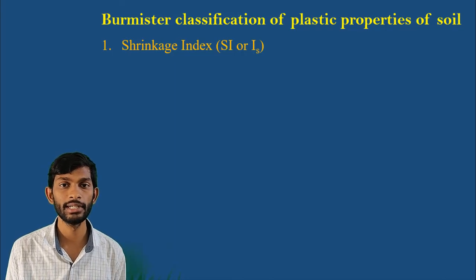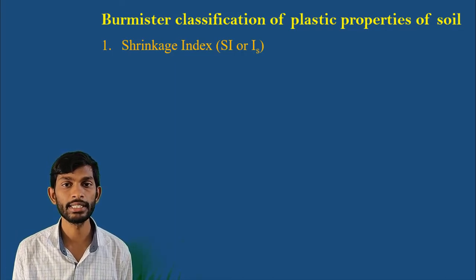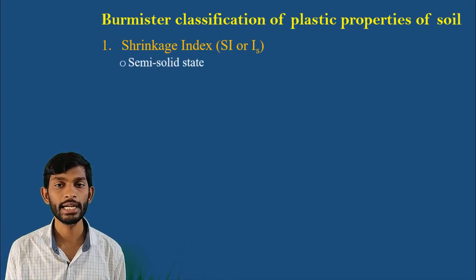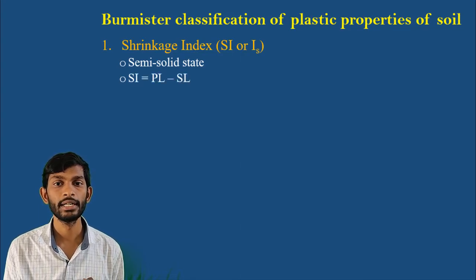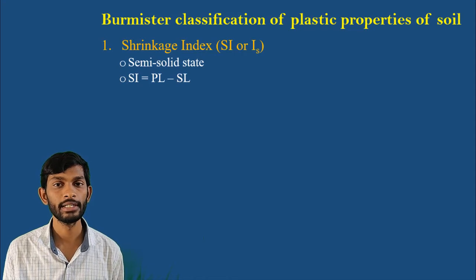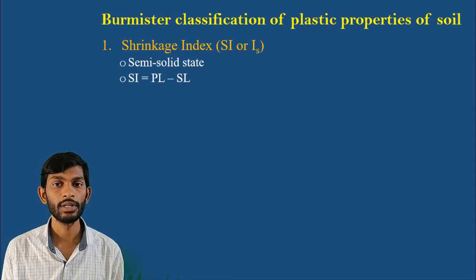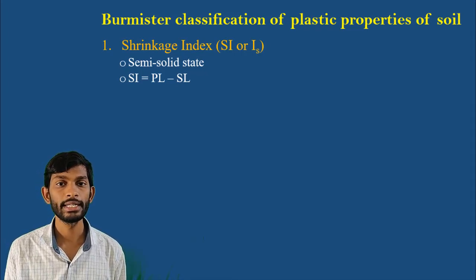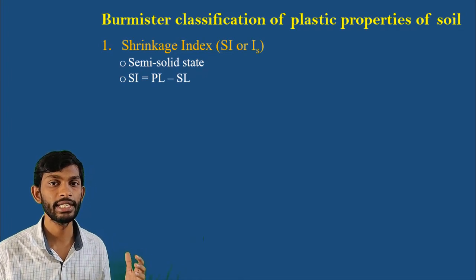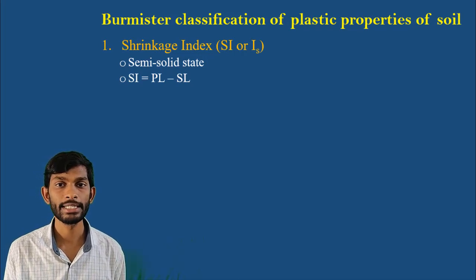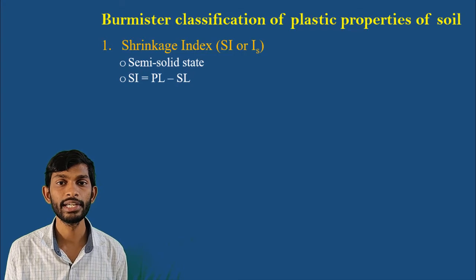We have talked about shrinkage limit, right? Now we'll talk about shrinkage index, defined as SI, or capital S, capital I, or it can also be defined as I suffix S. Capital I represents index and S represents shrinkage. It is the difference between the plastic limit and the shrinkage limit. Understand clearly, the shrinkage index is the difference between PL and SL. PL represents plastic limit and SL represents shrinkage limit.